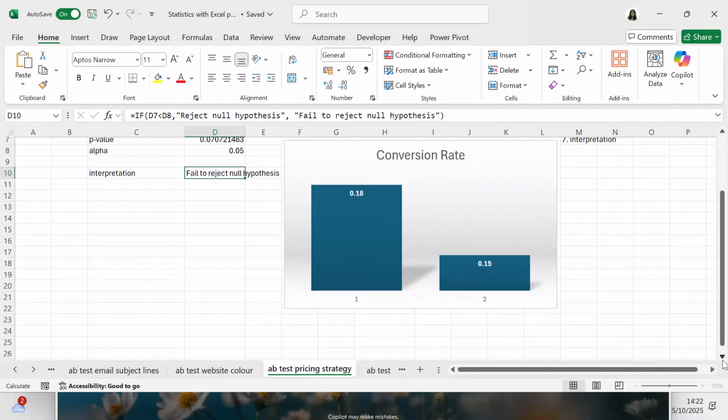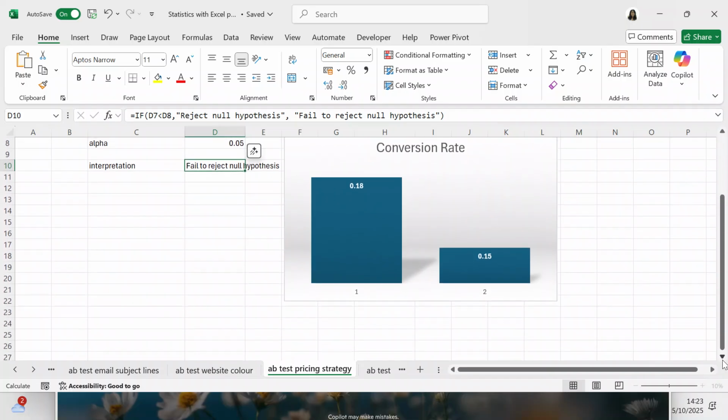And so what I've done is I've made a chart for you for your conversion rate. You can see that for strategy A, it's 18%, and strategy B is 15%. And they're saying there's no significant difference between the two strategies. So if there's no significant difference between the two strategies, then the people who set the prices may very well set it up for a higher price, since there's no significant difference.